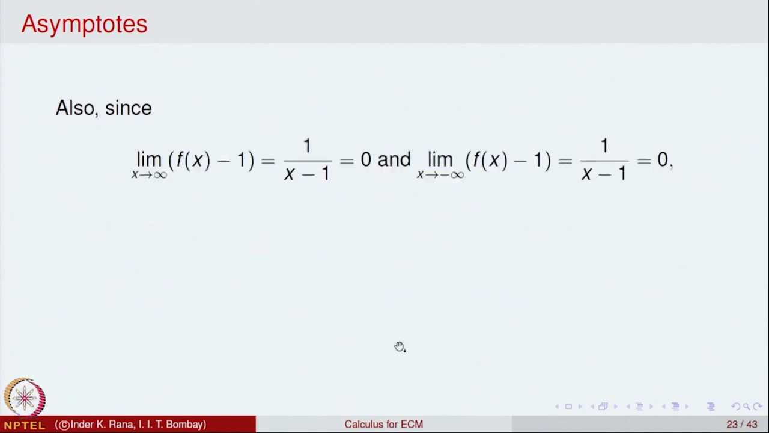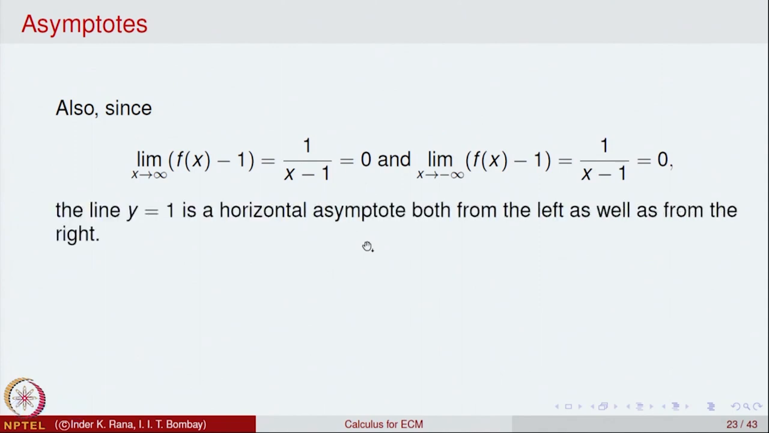One can also look at f of x minus 1, which is equal to 1 over x minus 1. That goes to 0 as x goes to plus infinity, and similarly it goes to 0 if x goes to minus infinity. So as x goes to plus infinity or minus infinity, y is becoming 0. That means the line y equal to 0, that is the x axis, is a horizontal asymptote for this. Sorry, f of x minus 1 is going to 0, that means f of x is approaching the value 1 from the left as well as from the right.